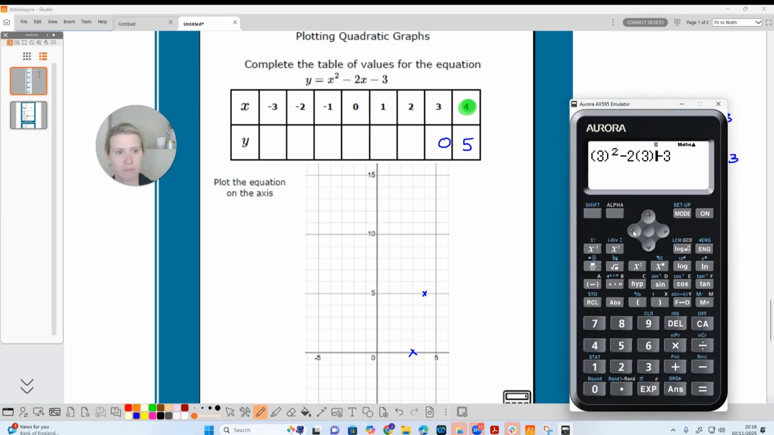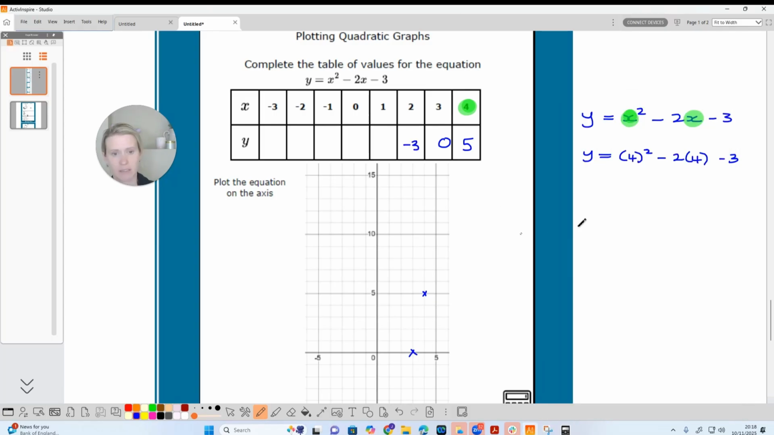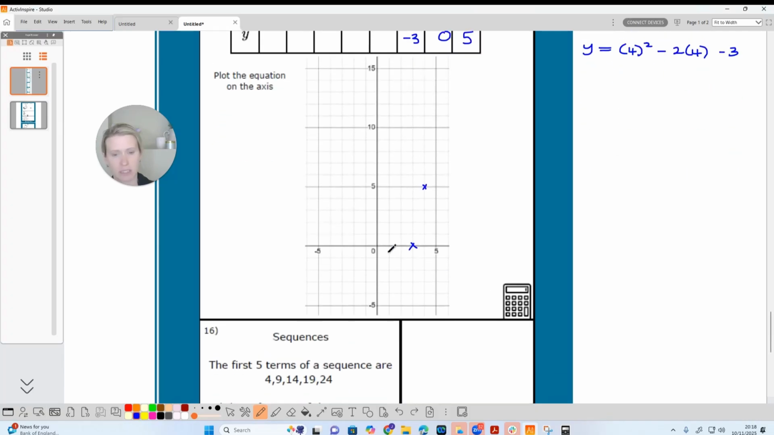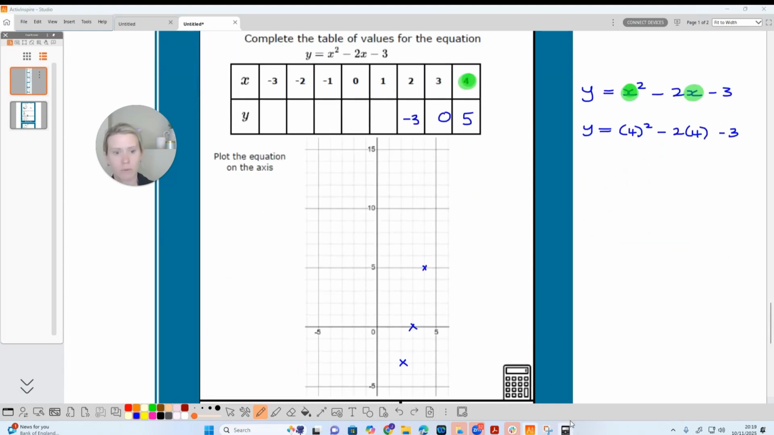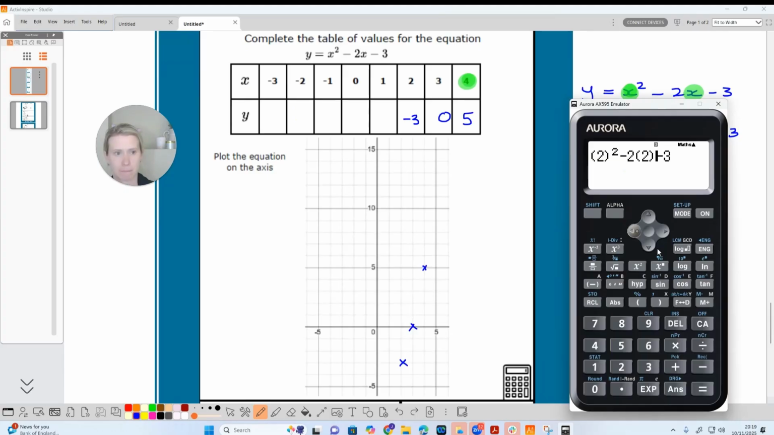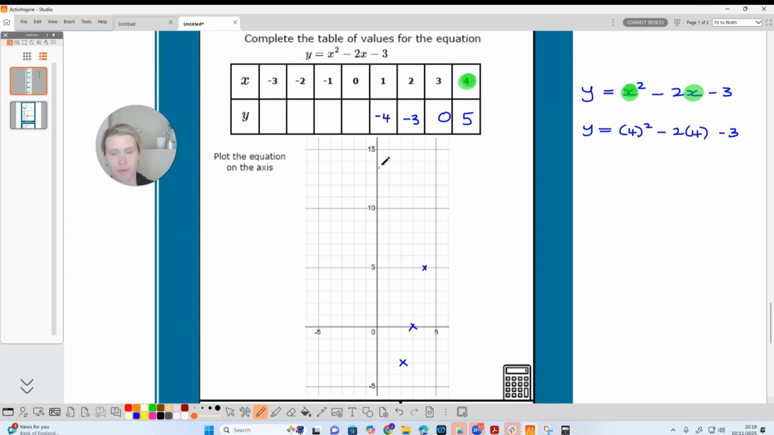The same when x is 2, negative 3. So we're going to be plotting x is 2, y is negative 3, when x is 1. Okay, so I'm just going to quickly go along doing exactly the same for the other values.